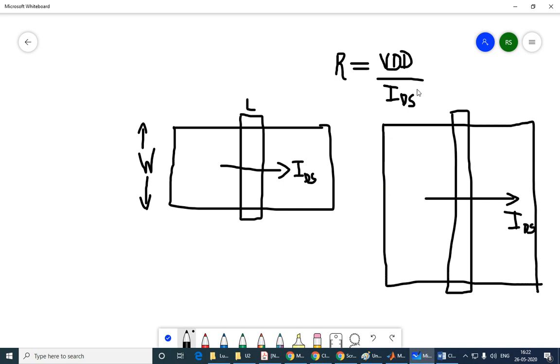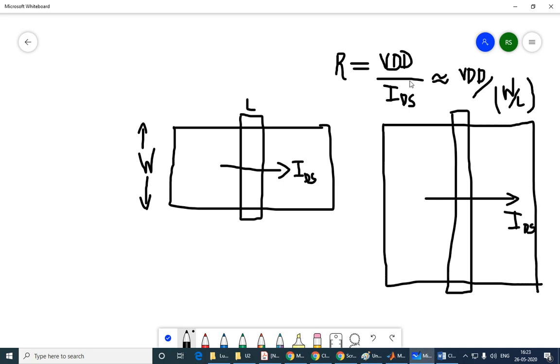And since we said that current is proportional to W by L, if we can rewrite this, so this tells us this final relation: resistance and W by L are inversely related to each other.